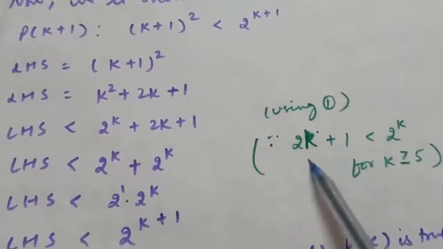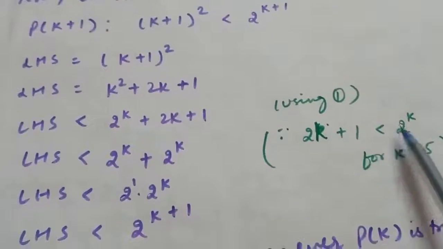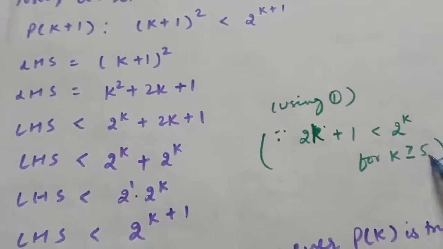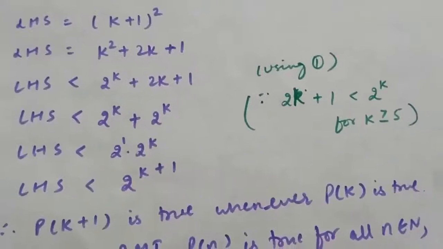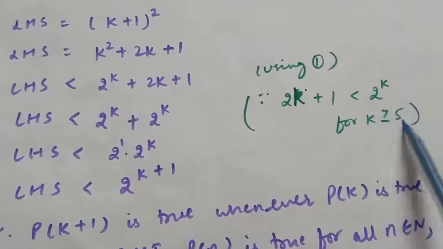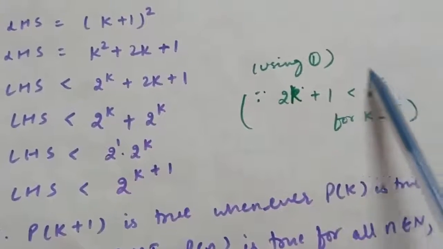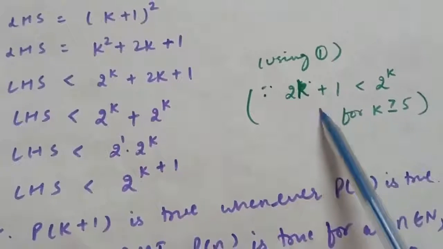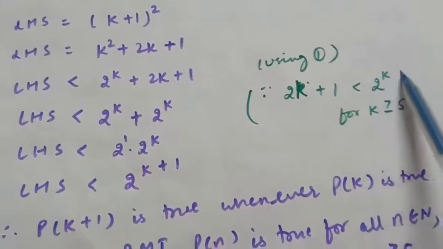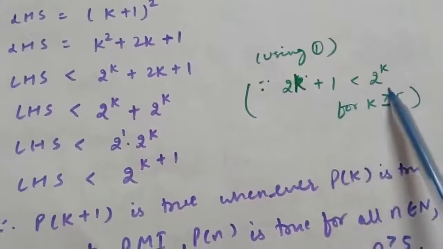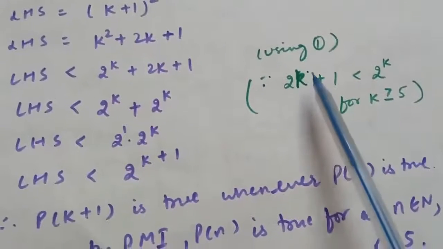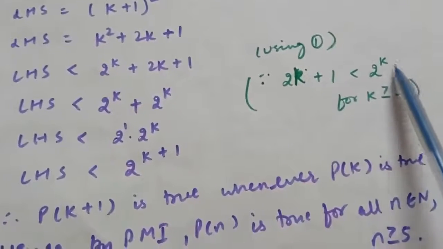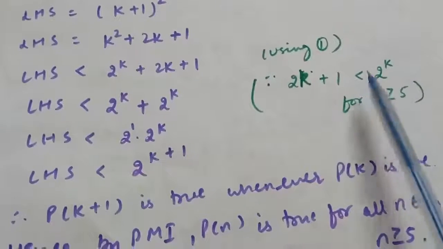Now see, 2k plus 1 is less than 2 raised to the power k for k equal to or greater than 5. You can check it for k equal to 5 or greater than 5 that this is always true. See, at 5, LHS will be 5 into 2 plus 1, 11, and this will be 2 raised to the power 5, 32. So 11 is less than 32. Similarly, you can see for 6, 6 into 2 plus 1 is 13, which is less than 2 raised to the power 6, which is 64, right? So this will be always true.